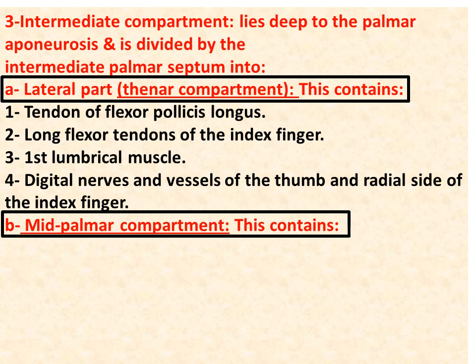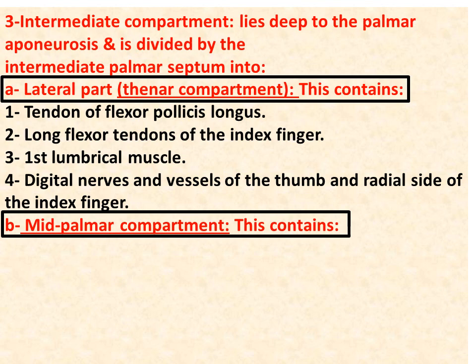The compartment toward the lateral aspect near the thumb contains the tendon of flexor pollicis longus, the long flexor tendon of the index finger, the first lumbrical, and the digital nerves and vessels of the thumb and the radial aspect of the index. While the mid palmar compartment contains what?